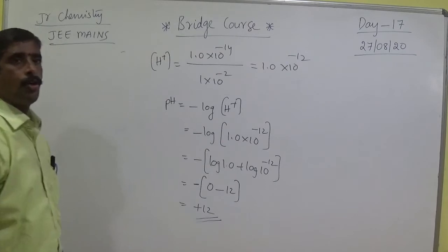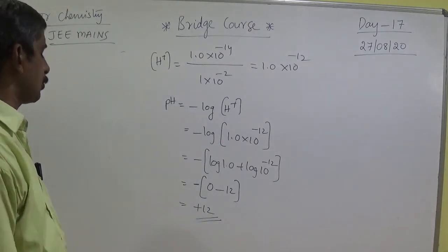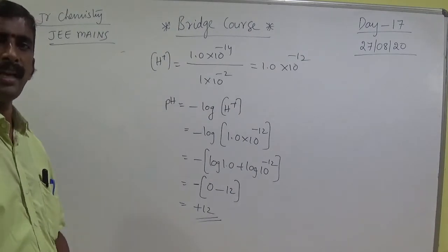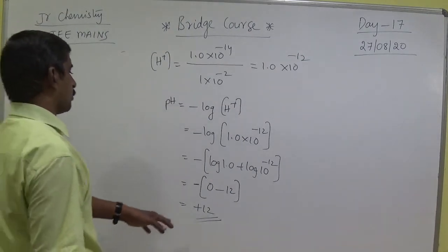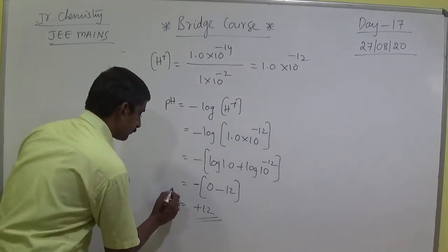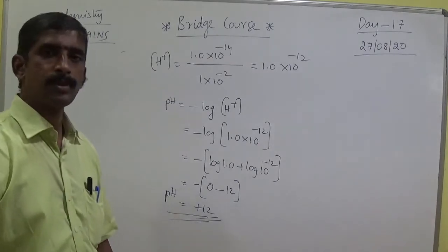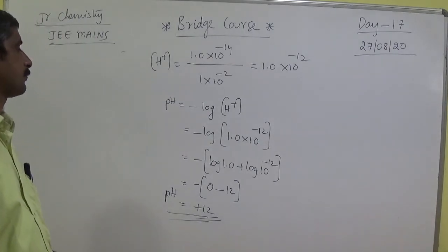So 0.01 molar NaOH solution, pH value how much? Plus 12. That is the pH. Plus 12. So that is the problem.